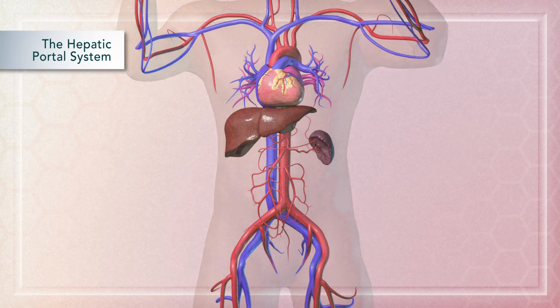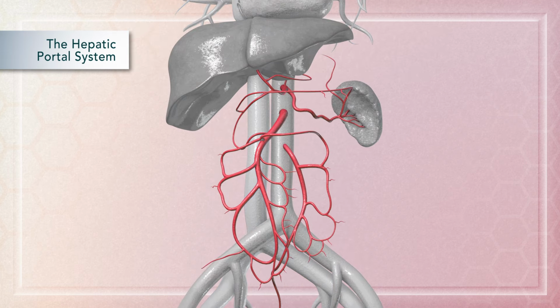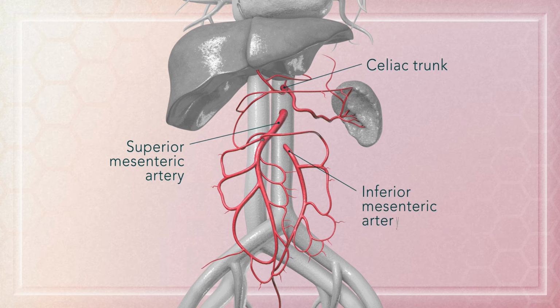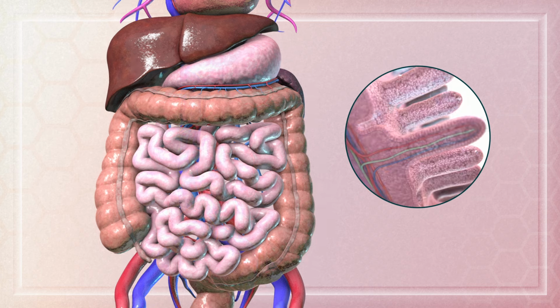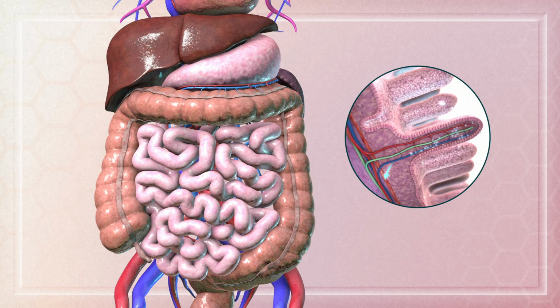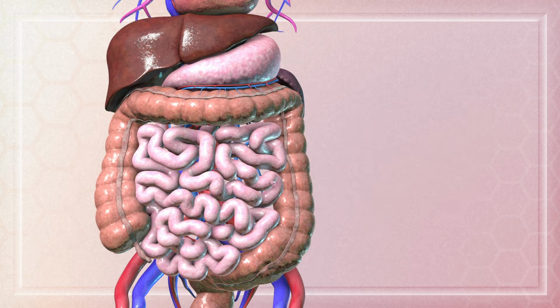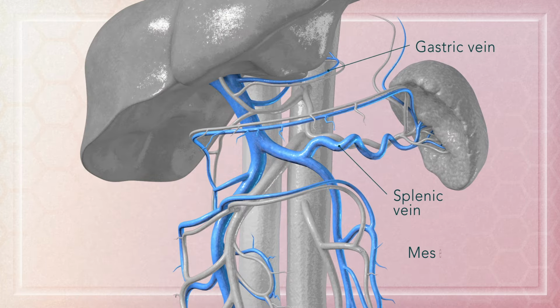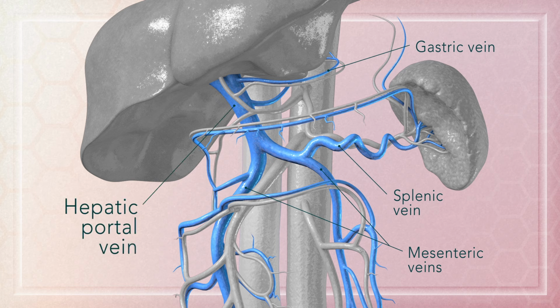Blood is supplied to the digestive system from three branches of the abdominal aorta: the celiac trunk, and the superior and inferior mesenteric arteries. Various substances enter the bloodstream through the GI epithelium. Then, from the lower esophagus to the upper colon, blood drains from the digestive tract into the splenic, gastric, and mesenteric veins, all of which combine to form a single hepatic portal vein that goes to the liver.